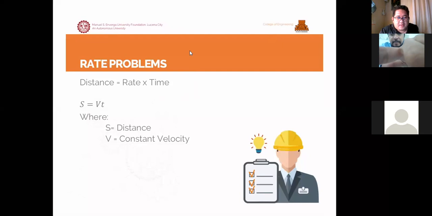Okay, so rate problems tayo. When tackling or handling rate problems, all you need to understand is the formula of distance. So the formula of distance is equals to rate times time, or in symbols, S is equals to V times T. Since the formula is that simple, you can manipulate it. For example, if time is what you are looking for, the formula will be T is equals to distance over velocity. When velocity is what you are looking for, your formula will be distance over time.